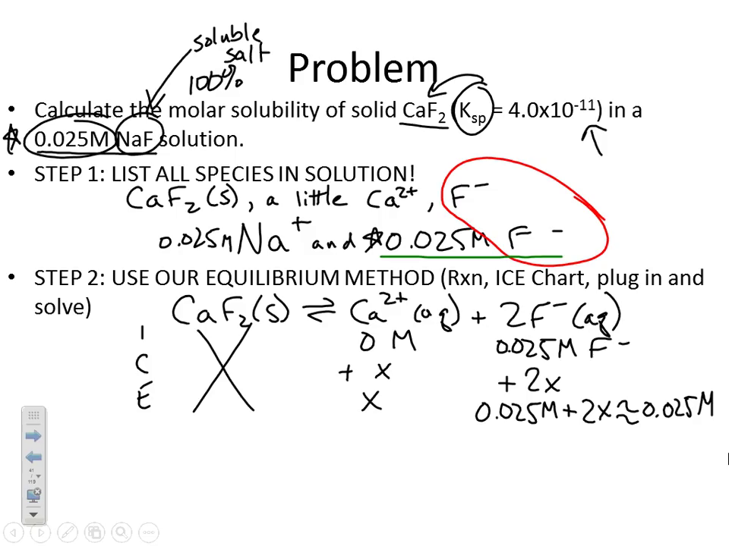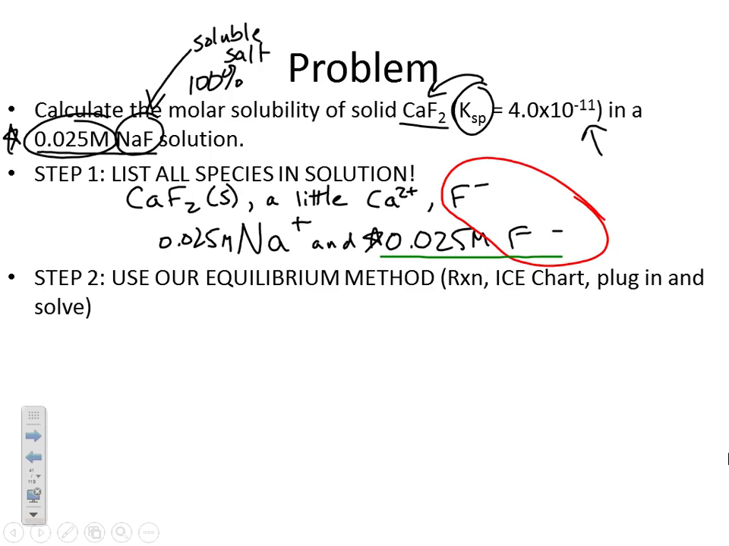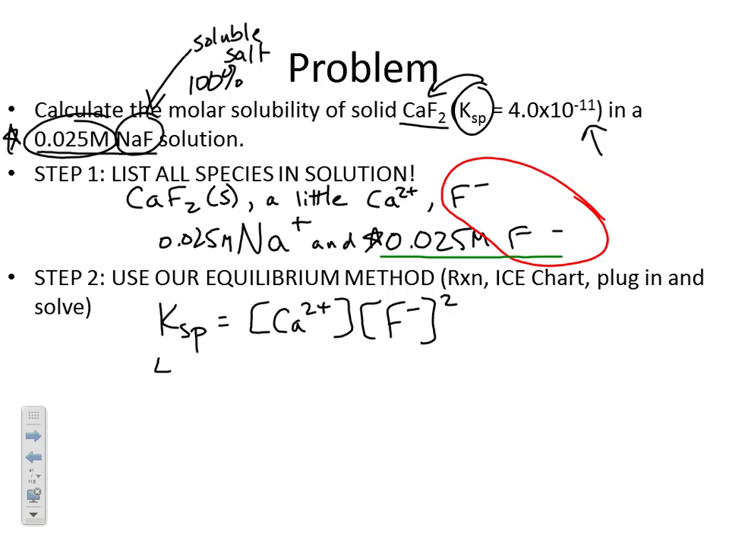Great, we have filled in the ICE chart, so now we're going to go to the equilibrium expression, and I am just going to erase this a little bit because I'm starting to run out of room. So the Ksp expression, Ksp is equal to the calcium concentration times the F minus concentration squared, and plugging in values, 4 times 10 to the minus 11th, and then from our ICE chart, calcium was x, fluoride was 0.025 molar, but you have to square it, and then we're just going to solve.